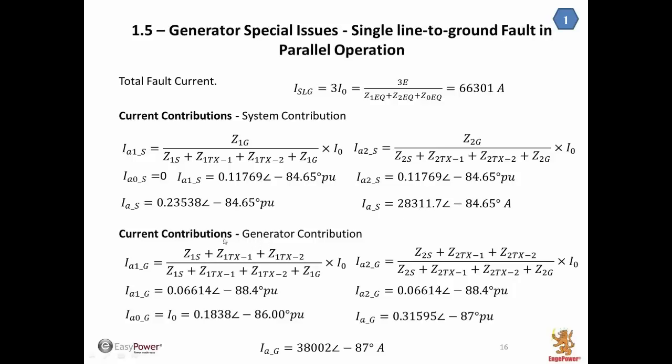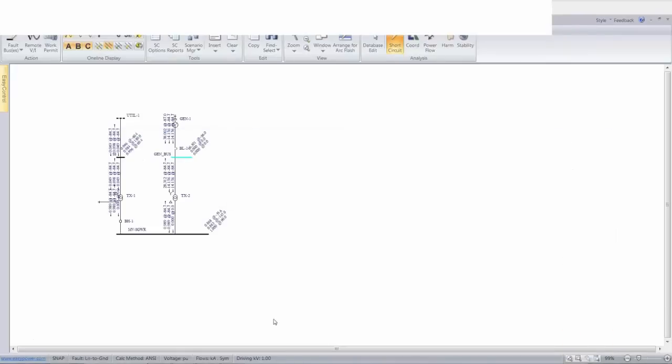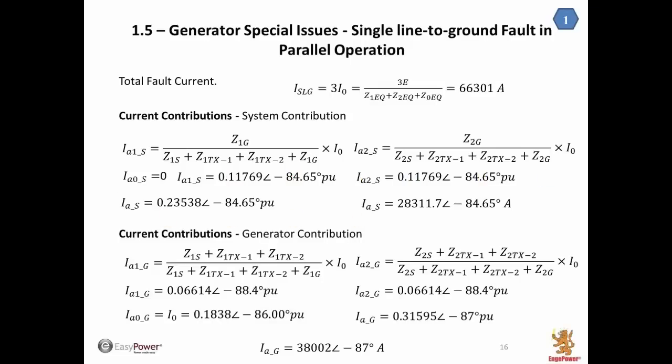This is the system contribution. Generator contribution, if we substitute the impedance, we are going to have 38,002. This is the hand calculations. So, if we come back here, we are going to see that the system contribution matches with the hand calculation, and the generator contribution matches with the hand calculations. But what we intend to show here is not that the hand calculation matches with the program.